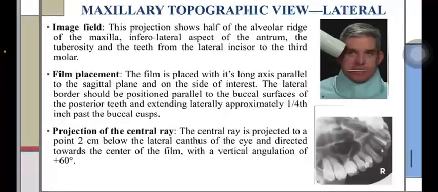The maxillary topographic view, that is lateral. In this, we only see one half of the maxilla, or the inferior lateral aspects of the antrum and tuberosity, and the teeth from the lateral incisor to the third molar. In this, the central ray is projected to a point 2 cm below the lateral canthus of the eye and directed towards the center of the film with a vertical angulation of 60 degrees.